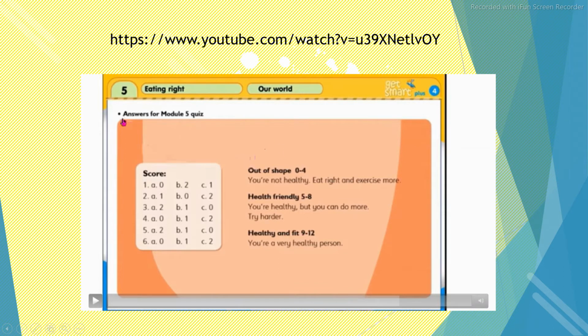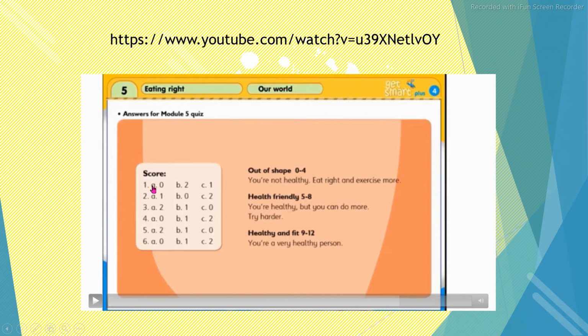Okay, ni adalah answers for module 5 quiz. Kalau jawapan awak 0 until 4, awak tak sihat, kena makan yang betul dan lebihkan exercise. You are not healthy. Eat right and exercise more. Second, health friendly, 5 until 8. You are healthy but you can do more. Try harder. Healthy and fit, 9 until 12. You are very healthy person.